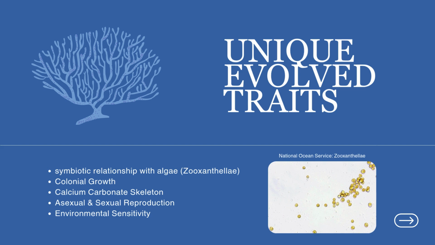Some uniquely evolved traits of coral. One is that they have mutualism with zooxanthellae. Corals have symbiotic relationships with these single-celled algae that live in their tissues. This algae performs photosynthesis, providing the coral with energy, while the coral provides the algae with protection and nutrients.